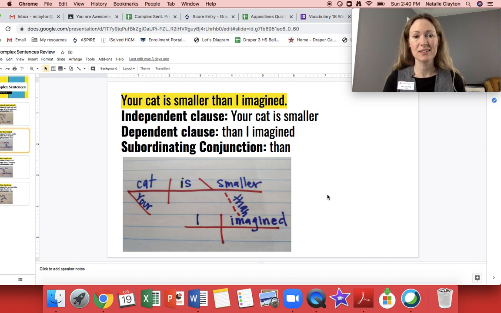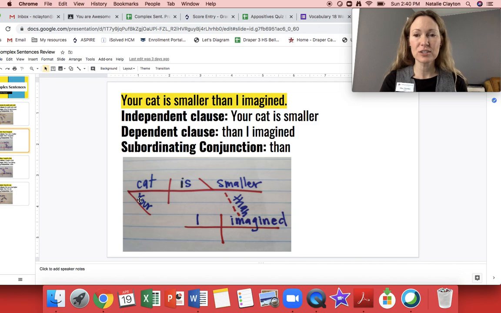But your cat is smaller. That's fine. That stands on its own. That's an independent clause. But then, I imagined leaves so much out. We don't really know what's being said here. And that's one way to determine. There are other rules to apply to this, but the subordinating conjunction at the beginning tells us this is our dependent clause.